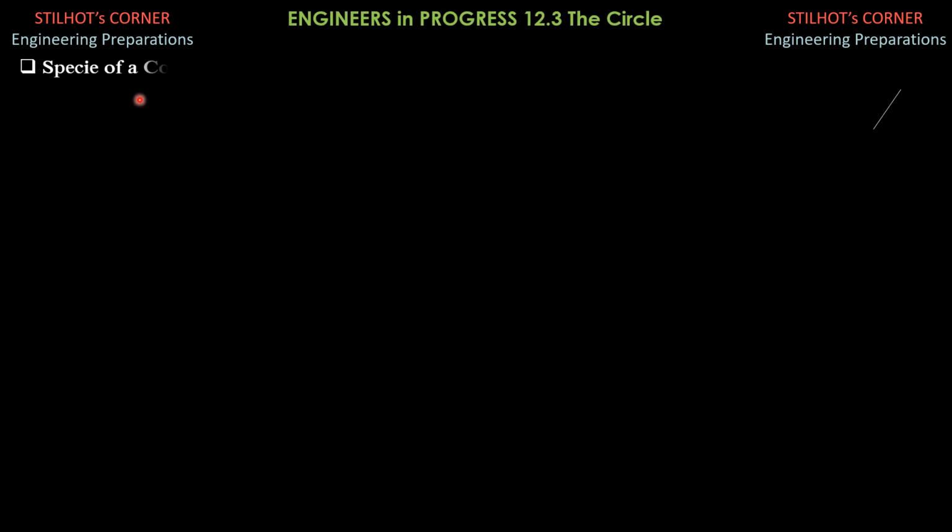So here we go. I'll discuss first about species of a conic. Although a circle is not a conic, it is only the reduced form of an ellipse, because the ellipse has eccentricity less than 1. So when the eccentricity approaches 0, it becomes a circle for an ellipse.